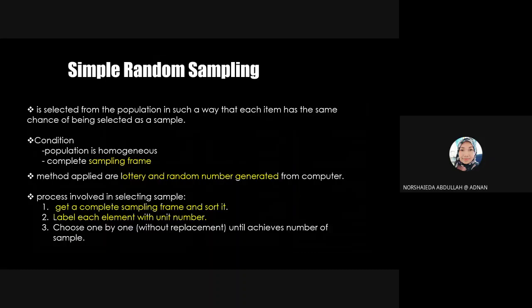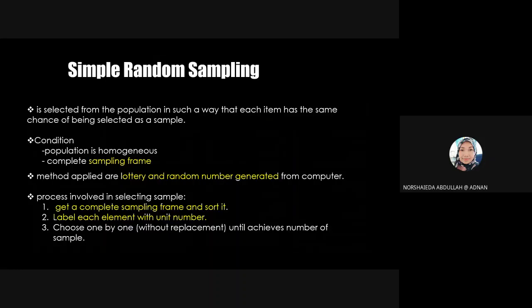Satu cara kita boleh buat lottery method. Lottery method ni is lucky draw, macam kita buat lucky draw method. Okay, kita masukkan all the numbers in a box and then kita draw satu-satu sampai dapat 50 number. So number yang kita dapat tu will represent the sample lah.